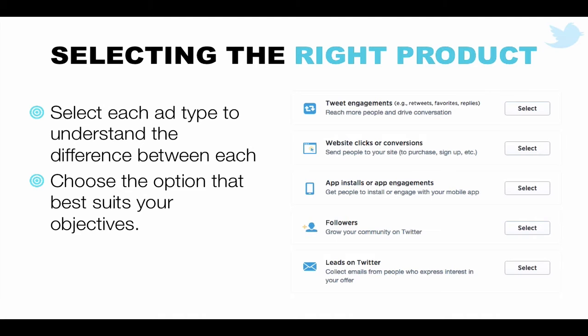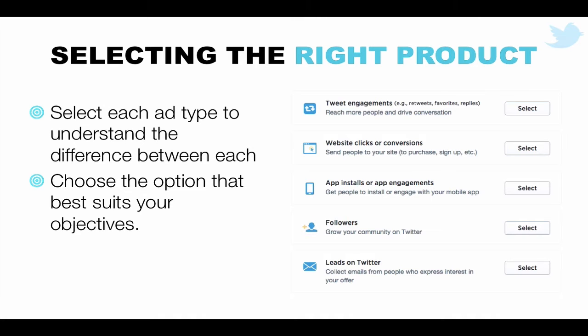For example, you could choose the Twitter engagements option, and that enables you to reach more people and drive conversation. So you then target and build for retweets and favorites and replies and that sort of thing. The website clicks or conversions option sends people directly to your website where they can purchase a product or sign up for your mailing list, for example. The app installs or app engagements option gets people to install or engage with your mobile app.